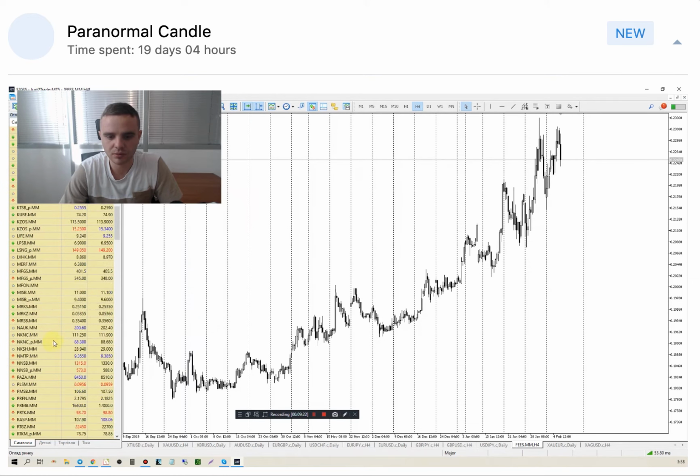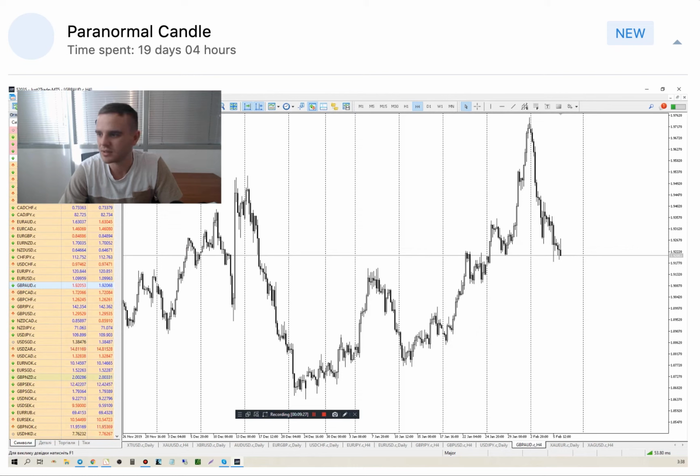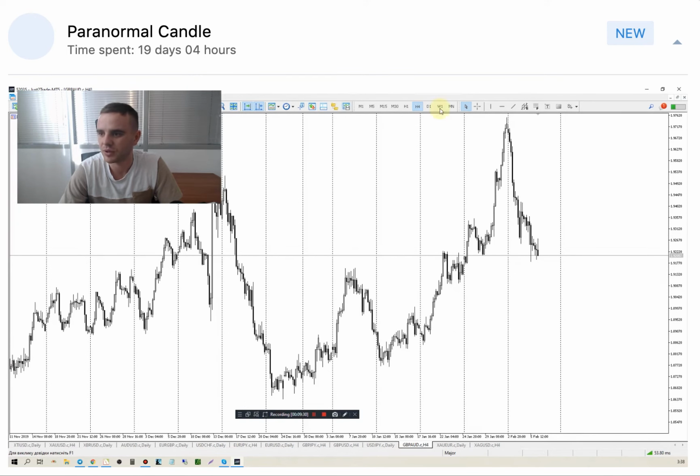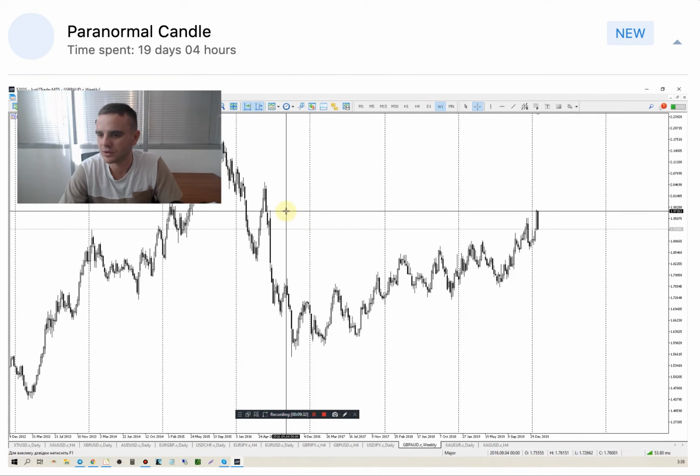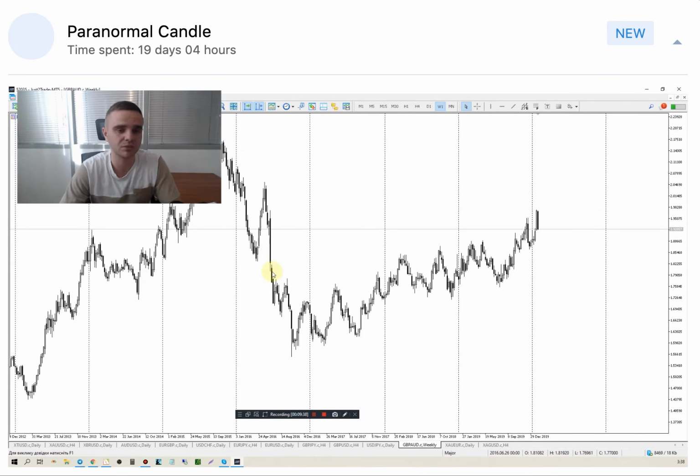Friends, once more, it's best if you pay attention to places like British Pound Australian. That's the best example of how you can trade paranormal candles, which is here. When price drops from one place by so many pips, it's the best example of a paranormal candle.